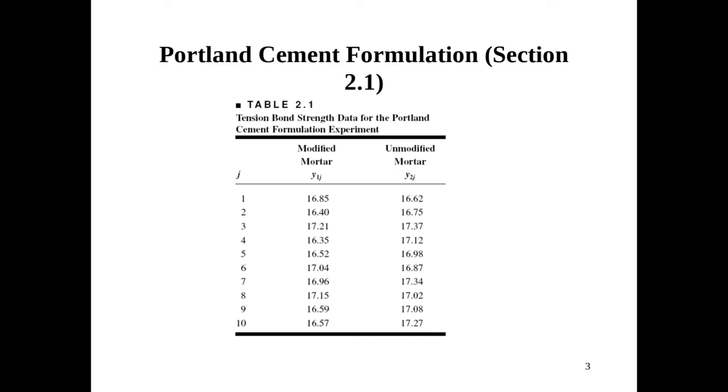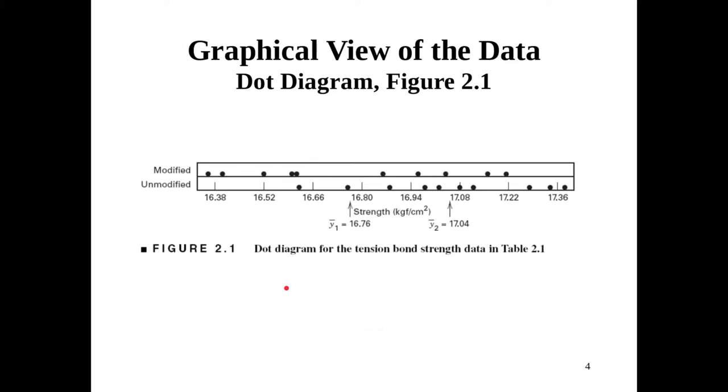Once we plot the data on a graph, that will give us better insights as compared to just looking at this raw data. So here the dot diagram for tension bond strength is plotted. You can see the unmodified formulation, the dots here represent the 10 samples, and on the x-axis we have their tension bond strength values, with unmodified in the first row and modified in the second row.